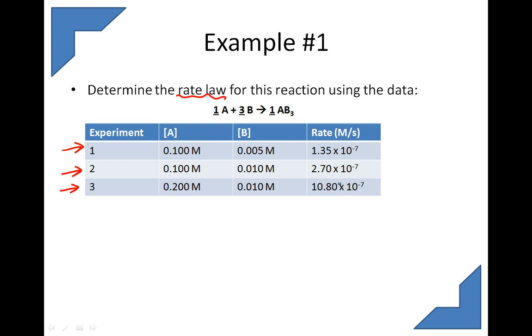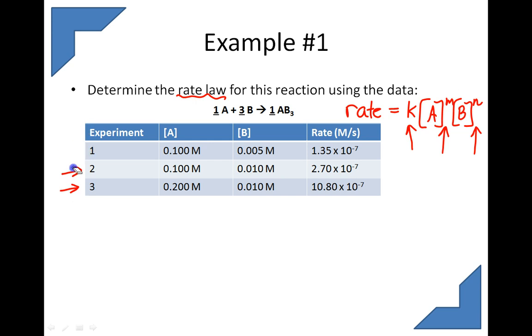So what we want to do is fill in our generic rate law equation, rate equals k times A to the m times B to the n. We want to fill in values for k, the constant, m, the order on A, and n, the order on B. What we're going to do first is figure out each of the orders.